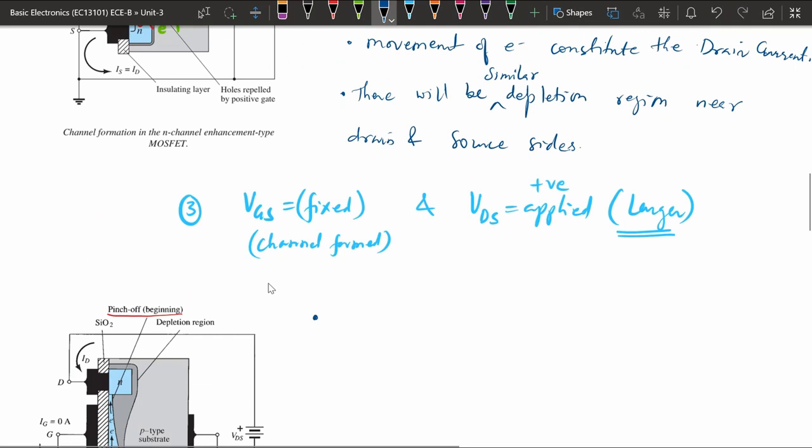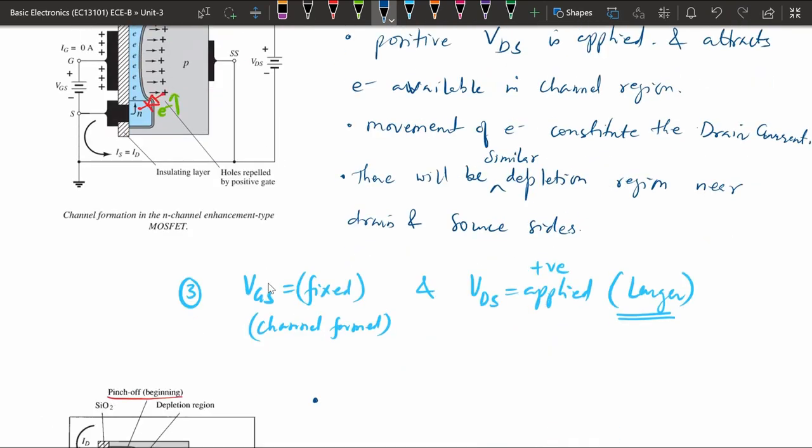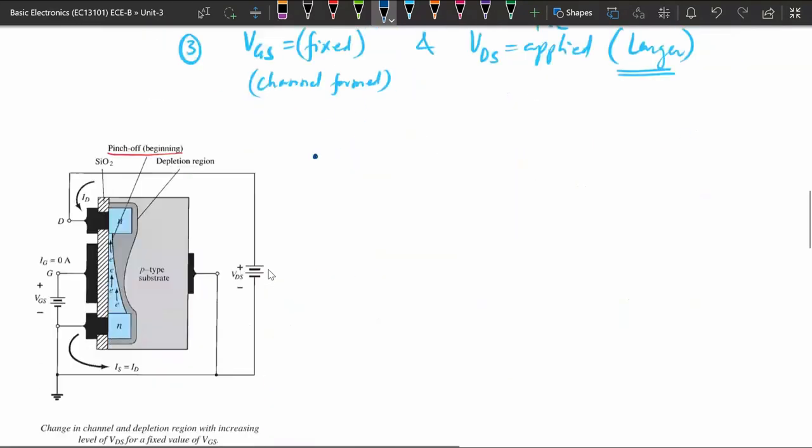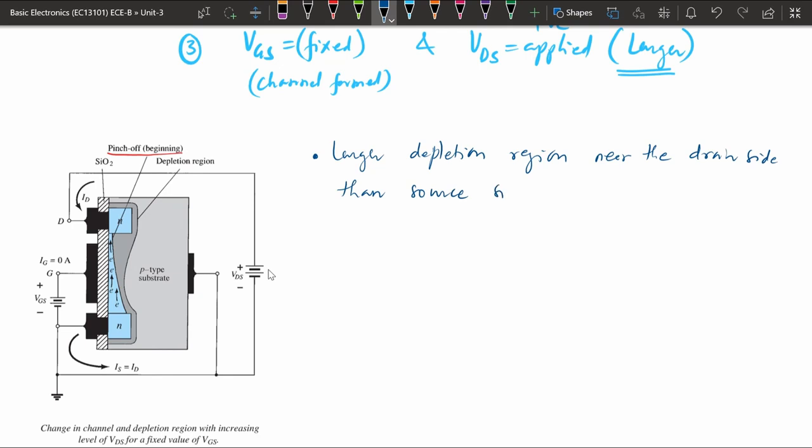Here we can write one more term: the drain current will increase. So ID increases as VDS increases. As we increase the VDS, the ID will be increasing if we have applied a small VDS. Now as we are applying a large VDS, there will be a larger depletion region near the drain side than the source side.